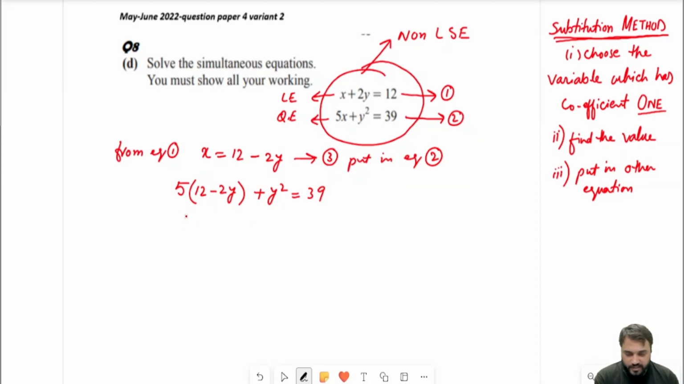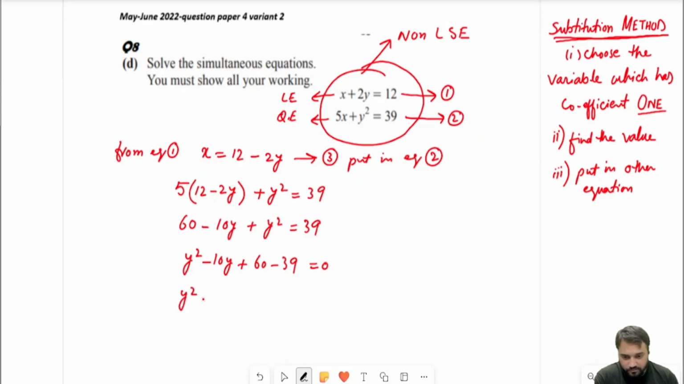Multiply: 5 times 12 is 60, 5 times 2 is 10, so minus 10y, plus y squared is equal to 39. Now simplify it. We have y squared minus 10y plus 60. Bring 39, it will be minus 39, is equal to 0. So 60 minus 39. First write it down: y squared minus 10y, and 60 minus 39 is equal to 21. Plus 21 is equal to 0.